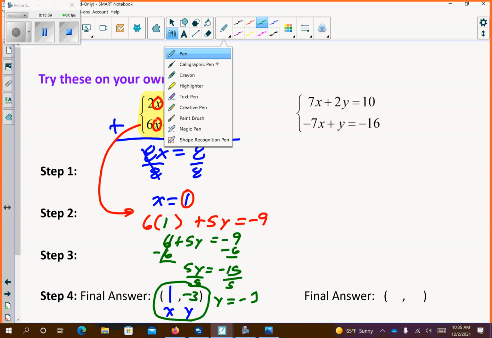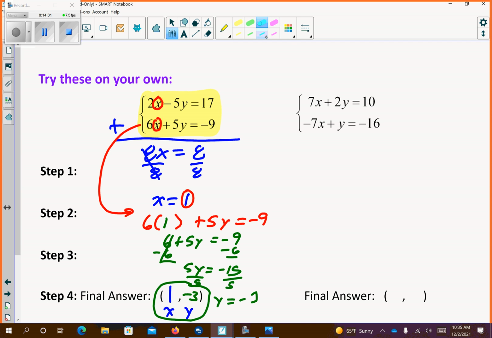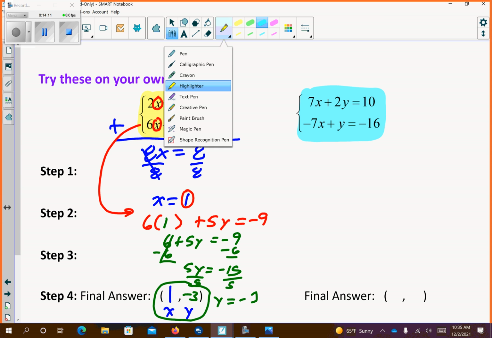Okay, you feel comfortable so far? Let's look at this one. We'll do this one in the blue. Okay. It's called the addition method, so yeah. It's just you might be adding positive and negative, so, but yeah.